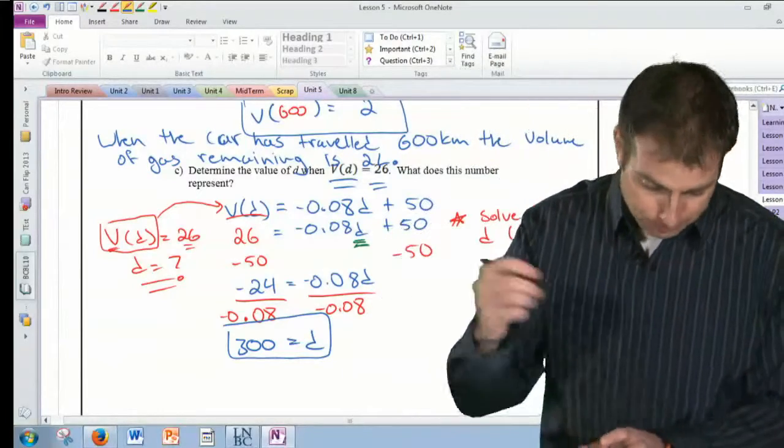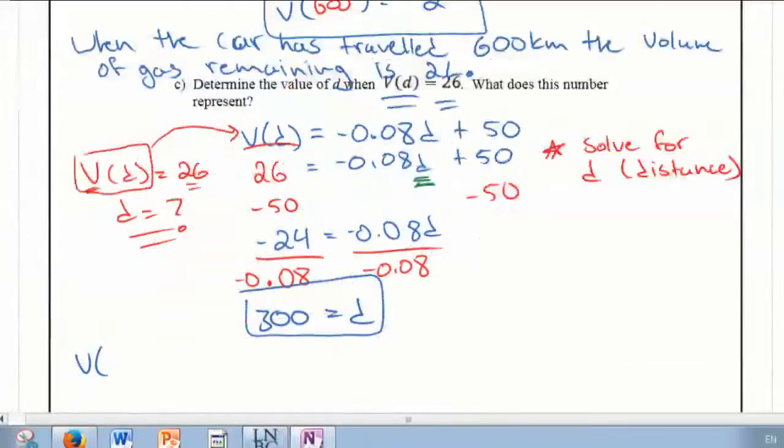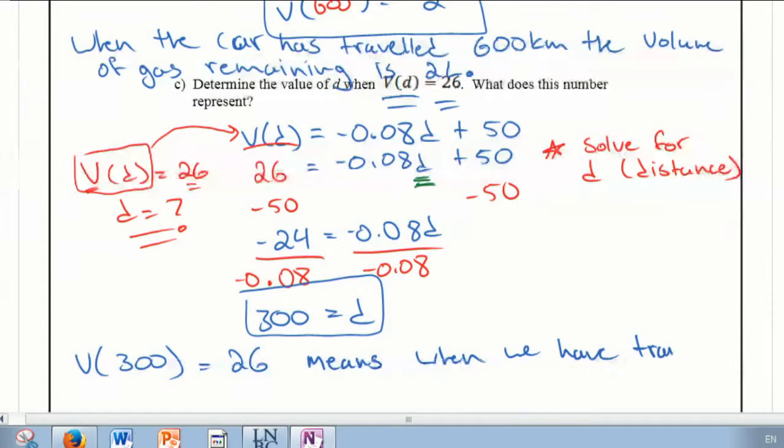So we should come up with a statement. V of 300 is equal to 26. What does that mean? So this means when we've traveled 300 kilometers, we have 26 liters in the tank.